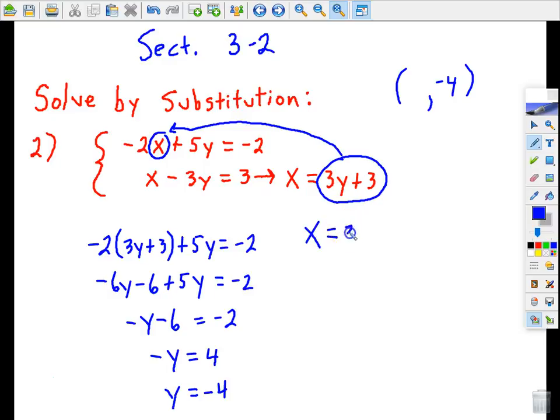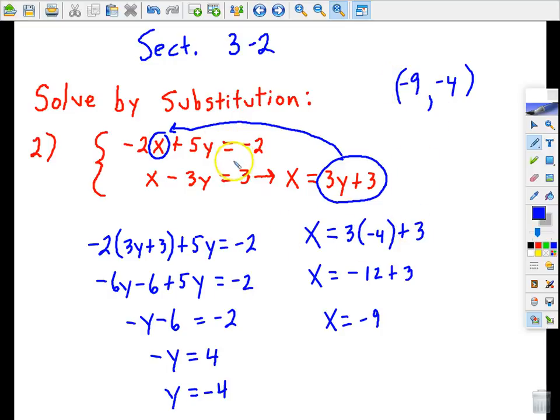And that makes it a little simpler. So I'm going to replace y with negative 4 and find x. Negative 12 plus 3, and I found out my solution for x is negative 9.